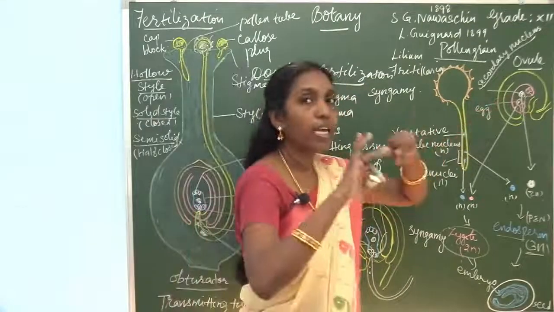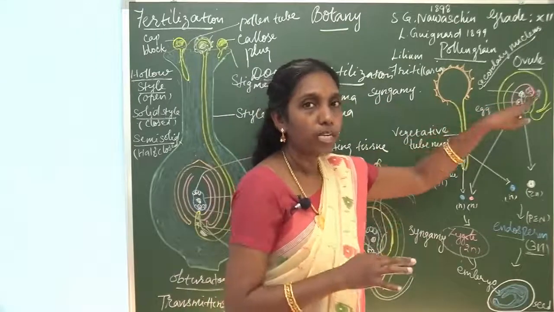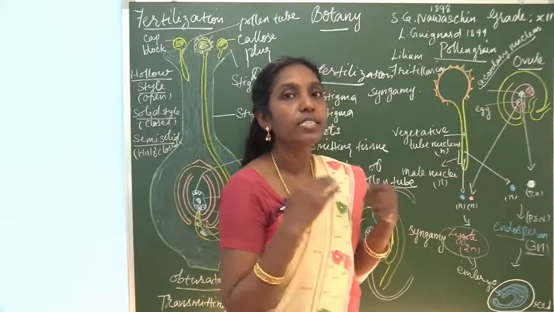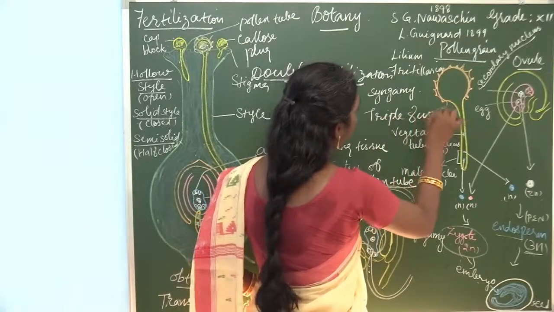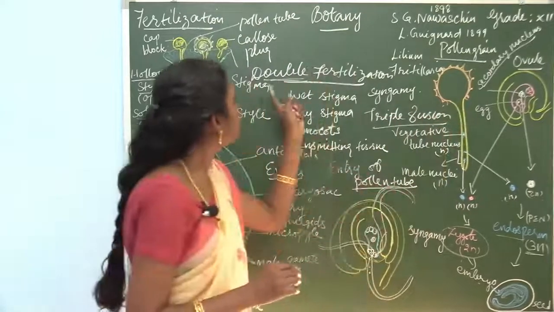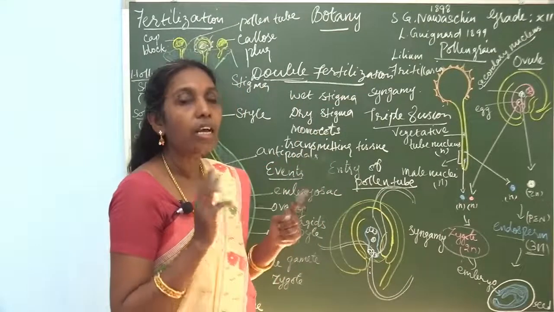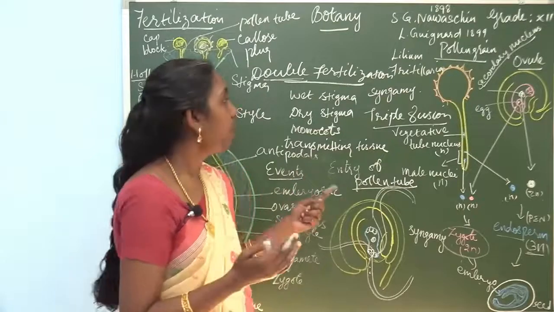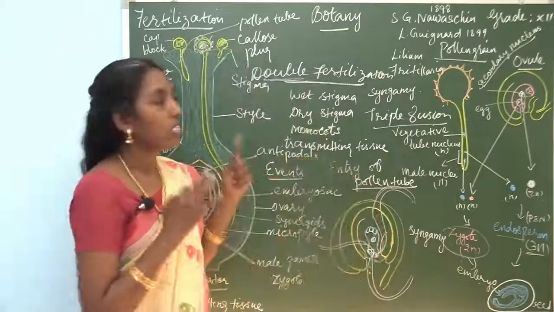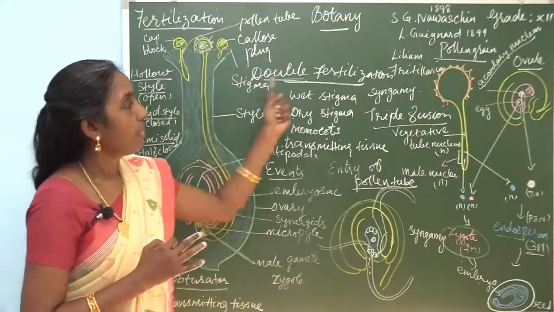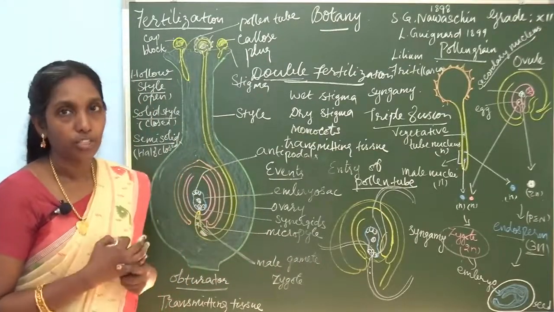And here, three nuclei are involved in fusion, because one fusion has already happened in the polar nuclei, so this process is called triple fusion. So the name of the process is double fertilization and triple fusion. Double fertilization, and fusion three times, triple fusion. So this is the entire process of fertilization observed in angiosperms.